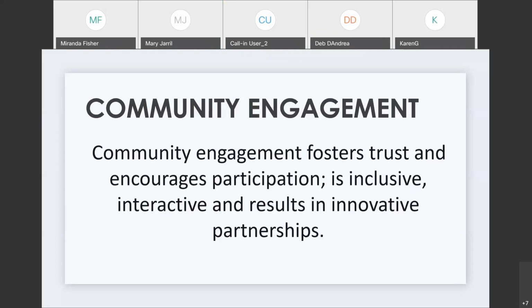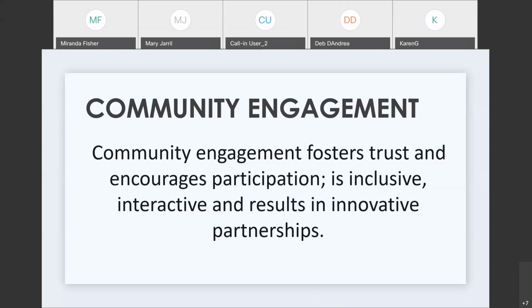So, can you read it one more time just to be sure? Sure. So I'm just about to add it to the chat. I've got to put everyone. Oh well. Anyways, community engagement fosters trust and encourages participation, is respectful, inclusive, interactive, and results in innovative partnerships.